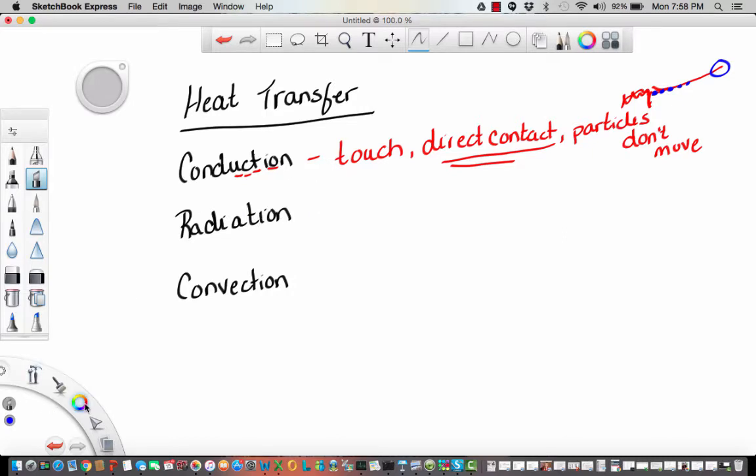Then we have radiation, and this is heat transfer by the sun's rays or fire. So you're going to have radiant heat coming off of a fire. Anything where the sun's rays or the fire's rays are coming off of it, that's radiation.